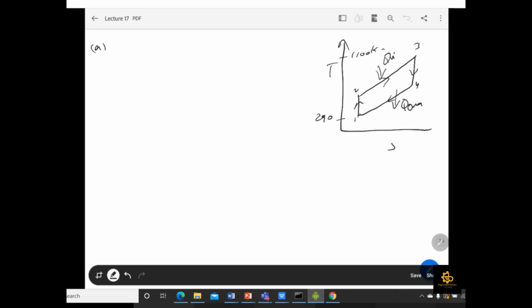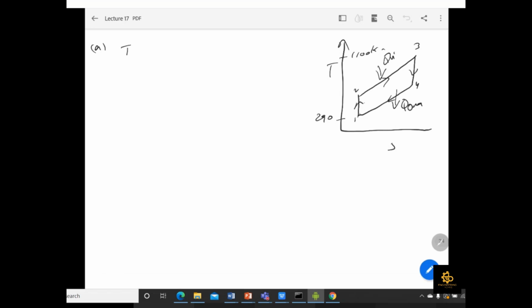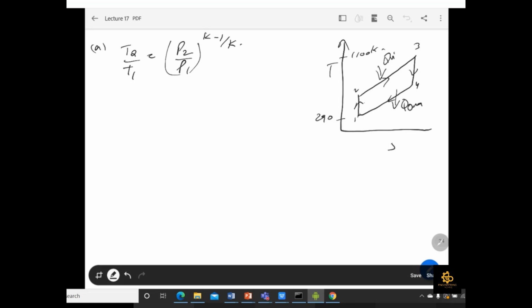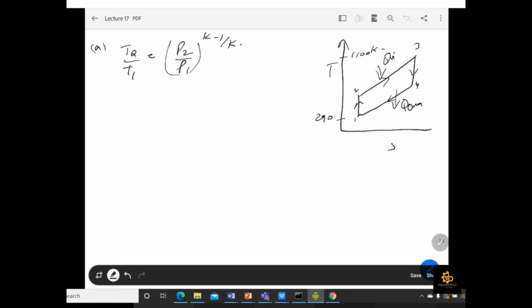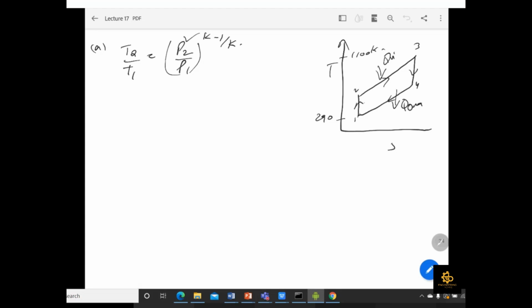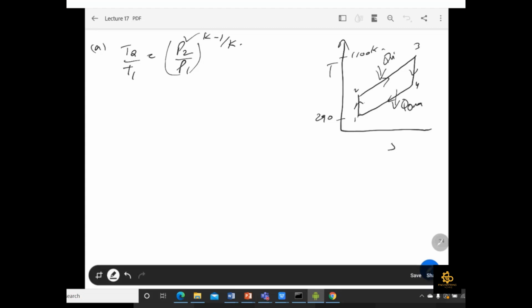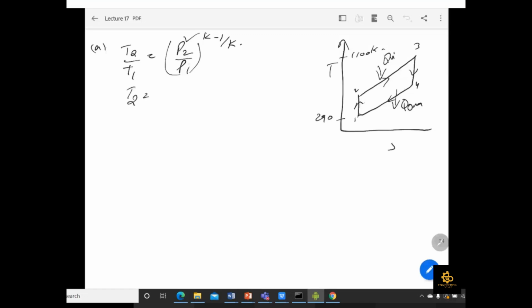Okay, so we have to apply one equation between point number 2 and 1, which is the isentropic process. So for an isentropic process, we already know that T2 over T1 is equal to P2 over P1 to the power K minus 1 over K, where K is the specific heat ratio. Okay, so we have the value of P2 over P1, which is the pressure ratio, with us, which is 8, and the T1 value is also known to us from the question. So we can easily find the value of T2.